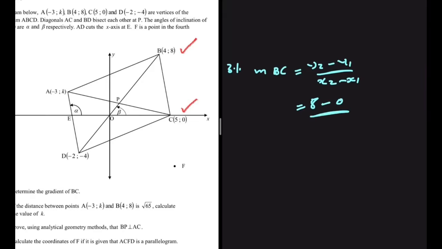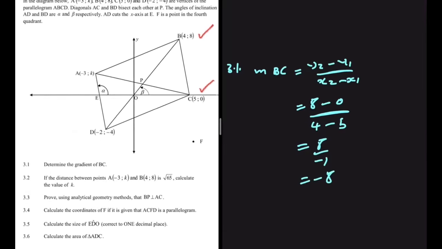So let's take B as our second point. If we do that, the value of y2 will be 8 minus the value of y1, which is going to be 0, divided by the value of x2, which is 4, minus the value of x1, which is 5. So we have 8 divided by minus 1, which is equal to minus 8. So that is the gradient of BC.